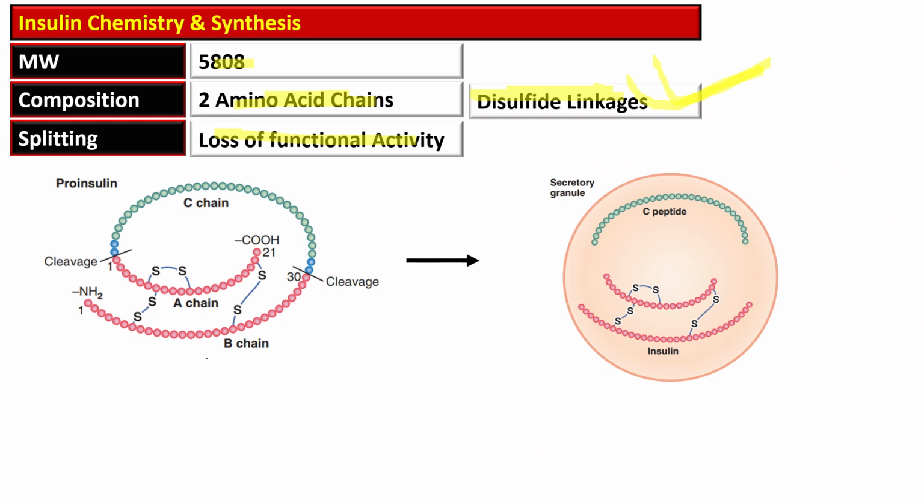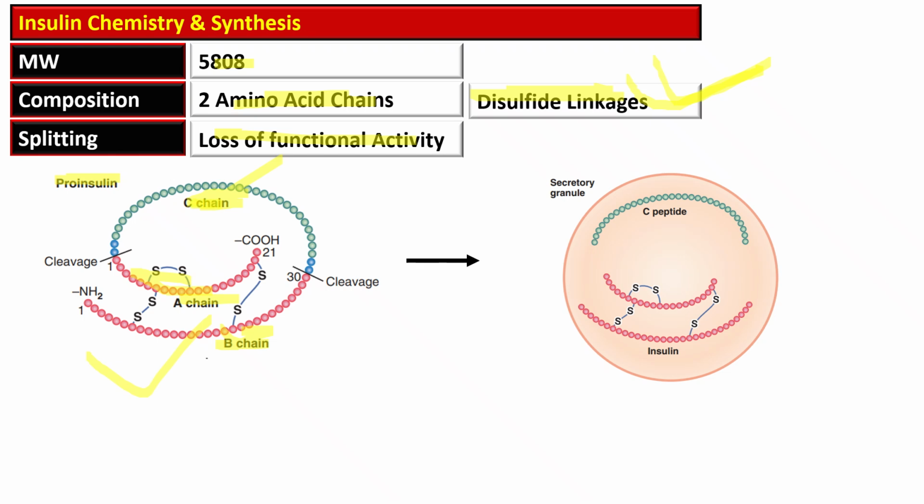And this diagram over here is showing the structure of proinsulin and its conversion into active insulin. The proinsulin is a single polypeptide chain with three segments: the A chain, this red segment, the B chain, and the connecting chain or C chain. So this C chain is also termed as C peptide.